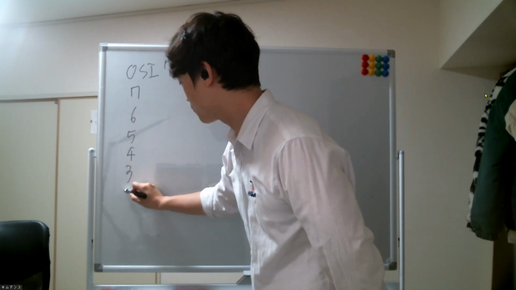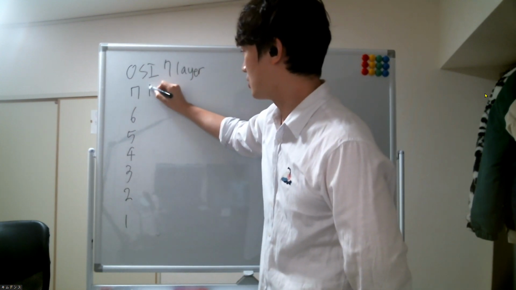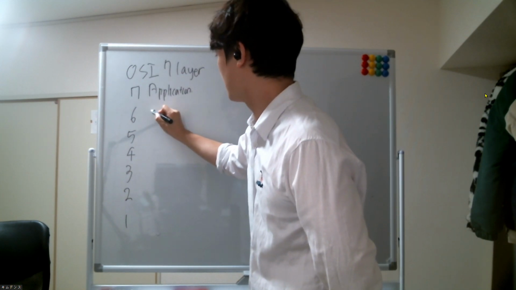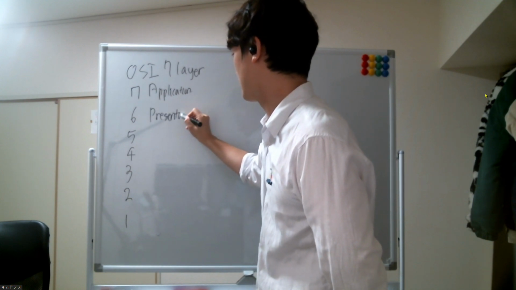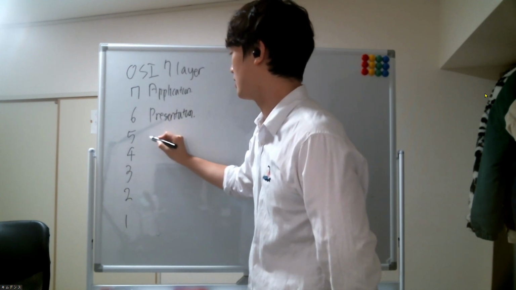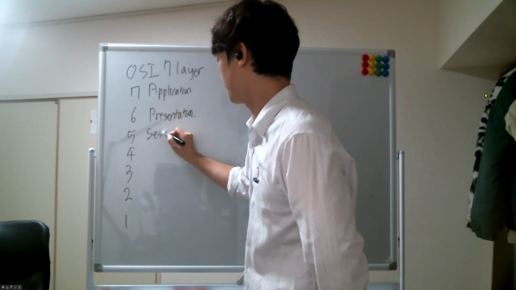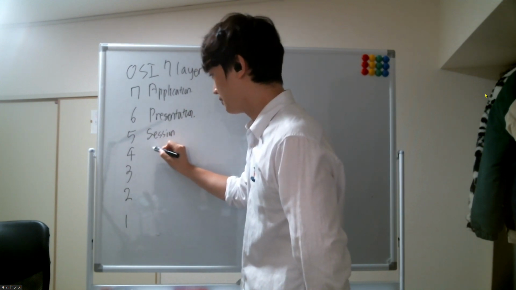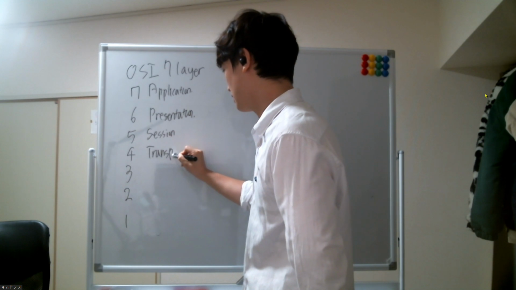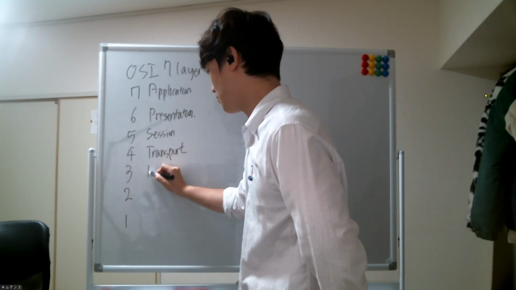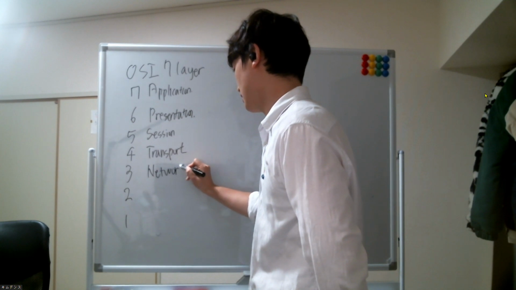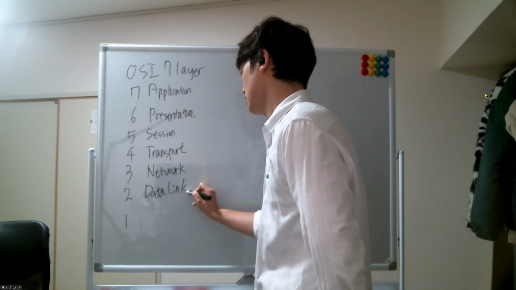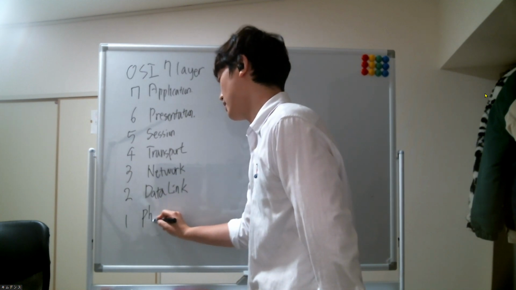4, 3, 2, 1. So 7, whose name is the application layer, 6 is the presentation layer, and fifth is the session layer. The fourth one is the transport layer, and then the network layer, the data link layer, and lastly the physical layer.